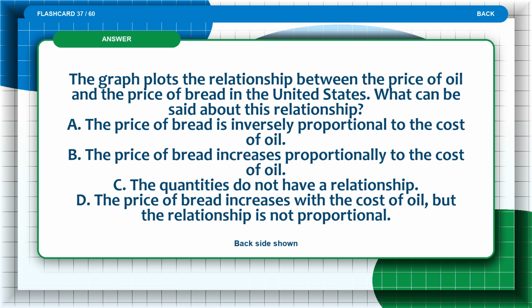The answer is: the graph plots the relationship between the price of oil and the price of bread in the United States. What can be said about this relationship? A. The price of bread is inversely proportional to the cost of oil. B. The price of bread increases proportionally to the cost of oil. C. The quantities do not have a relationship. D. The price of bread increases with the cost of oil, but the relationship is not proportional.